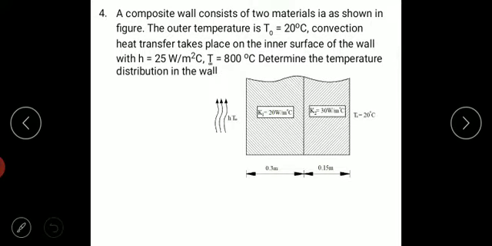Same thing, a composite wall consisting of two materials is shown in the figure. The outer temperature is T0, equal to 20 degrees Celsius. Convection heat transfer takes place on the inner surface of the wall with H equal to 25 watt per meter square degree Celsius. T infinity is 800 degrees Celsius. Determine the temperature distribution in the wall.